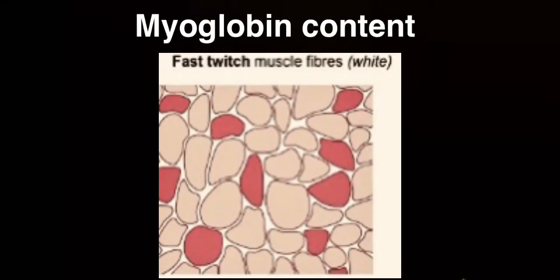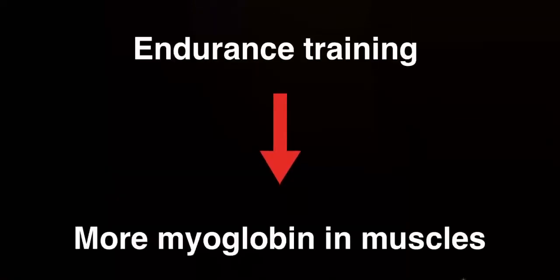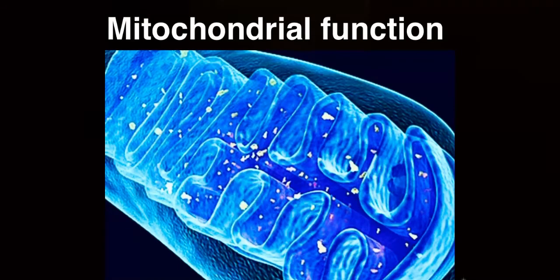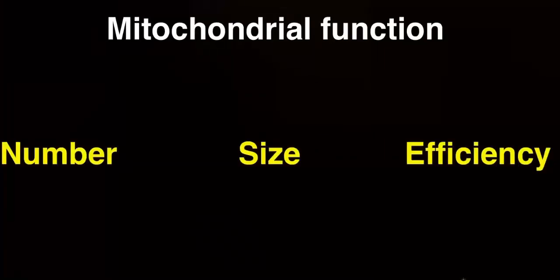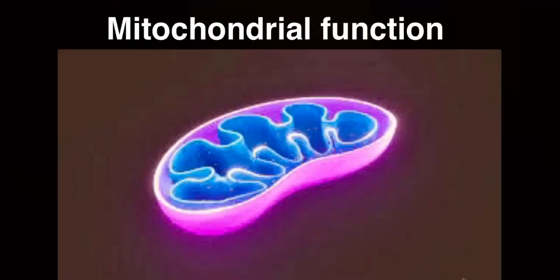And the fast-twitch fibers' energy is produced largely anaerobically, and therefore they contain small amounts of myoglobin, which gives them a whiter color. So if your training is endurance, the content of myoglobin in your muscles will increase significantly. Mitochondrial function. Mitochondria improve the capacity of muscle fibers to produce adenosine triphosphate, and the ability to use oxygen and produce adenosine triphosphate through oxidation depends on the number and size and efficiency of muscle mitochondria, and endurance training improves all of that.